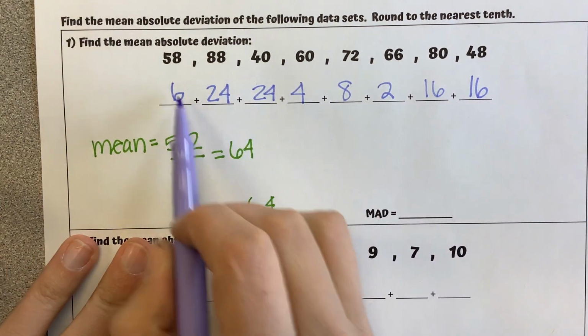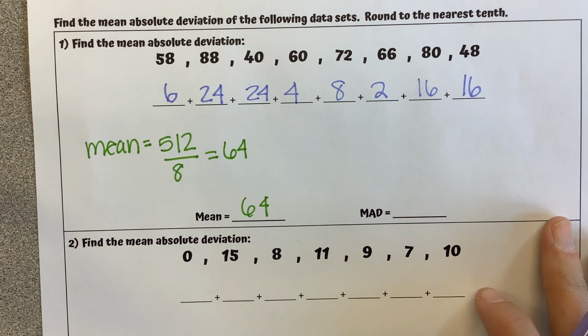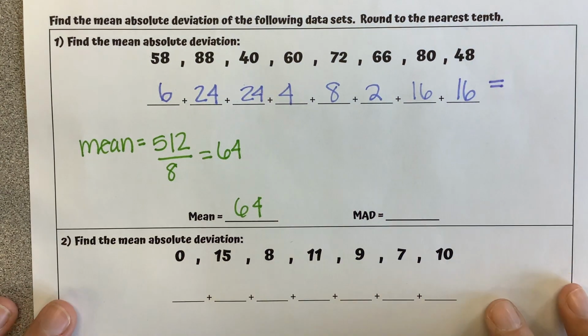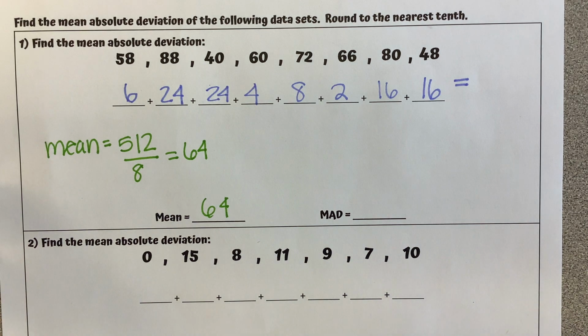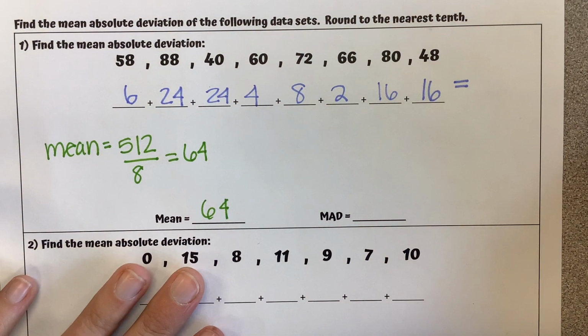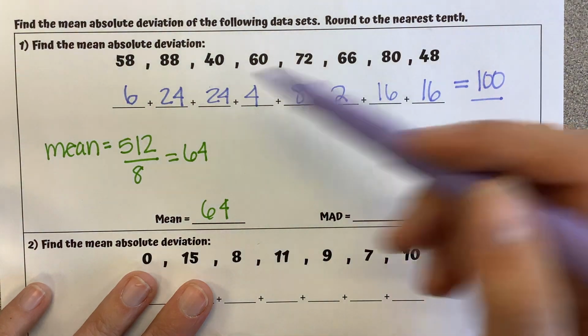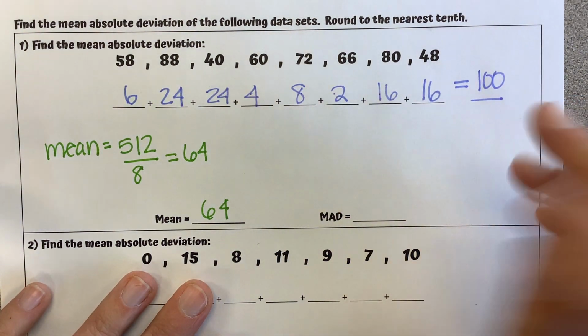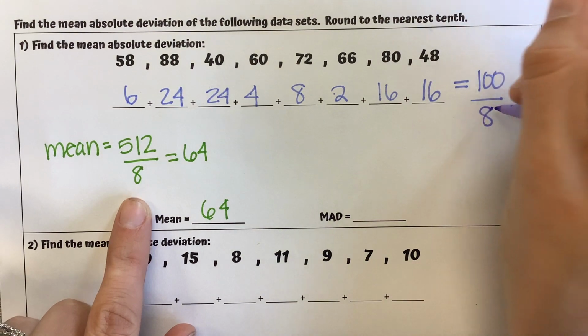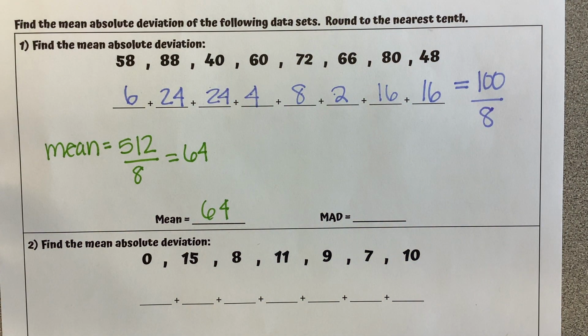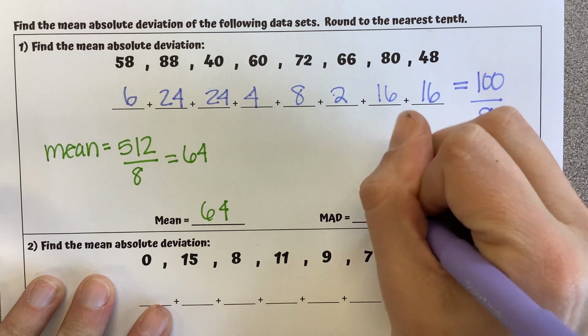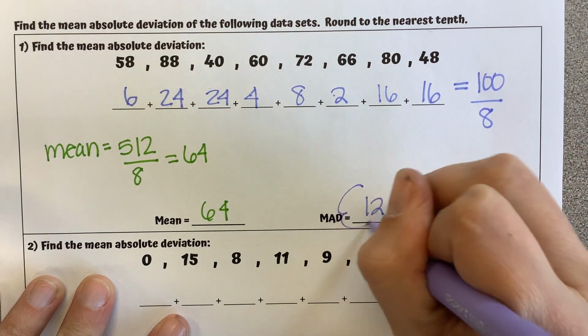Now we're going to find the mean, or the average, of those distances. So I am going to add those distances up on my calculator. 6 plus 24 plus 24 plus 4 plus 8 plus 2 plus 16 plus 16, and I get a sum of 100. Since we are finding the mean, we have to divide by the number of values: 1, 2, 3, 4, 5, 6, 7, 8. It should still be 8 values. And when I divide that, I get 12.5 for the MAD.